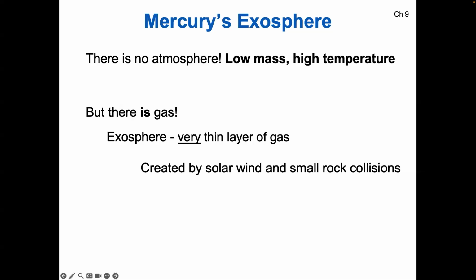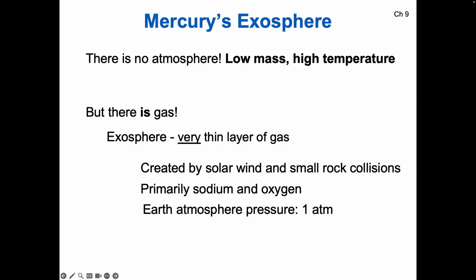It's basically created by solar wind particles, a lot more of which stream past Mercury than past Earth due to its being closer to the sun, and by very small rock collisions over time. So it's mainly sodium and oxygen. Just to give you an idea, our Earth atmosphere pressure is defined as 1 atmosphere. Mercury's exosphere pressure is about 10 to the minus 14 atmosphere. So for us humans, it's basically the equivalent of being out in space, more or less.